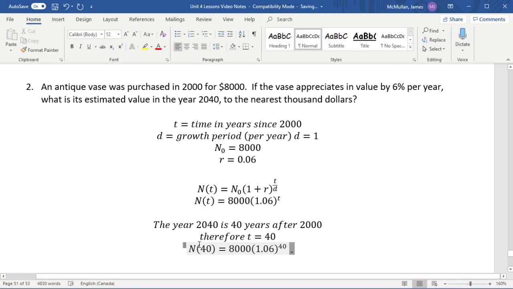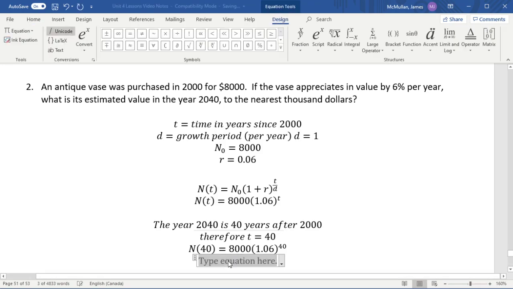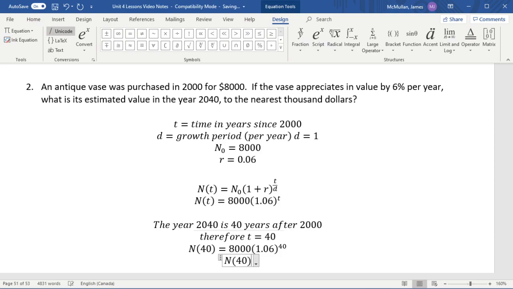Now, probably you're not going to get this right if you guess how much this thing will be worth, right? You think to yourself, okay, the vase is going up by 6% per year. How much would it be worth 40 years later? I mean, 6 times 40 is 240%, so I don't know, maybe $20,000 or something like that. Let's see. N of 40. Let's calculate it.